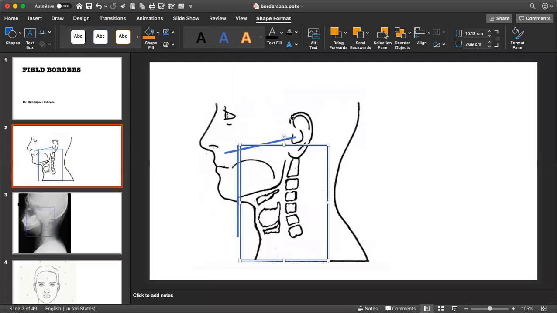But I'm not sure that we could safely do that with conventional planning, because that would increase the volume to a significant level. We can safely do that with a 3D CRT or an IMRT plan, but I'm not sure. You need to ask the senior colleagues if that is what can be done as far as conventional technique is concerned. I mean, apart from hypopharynx.